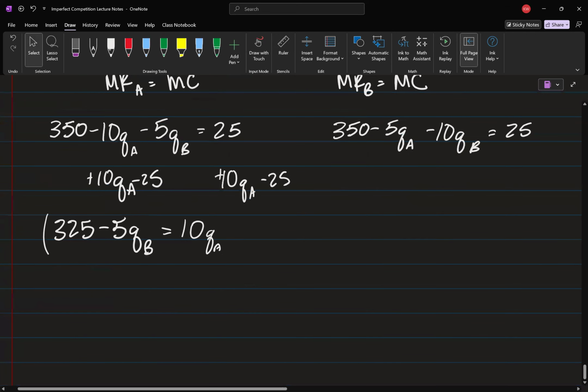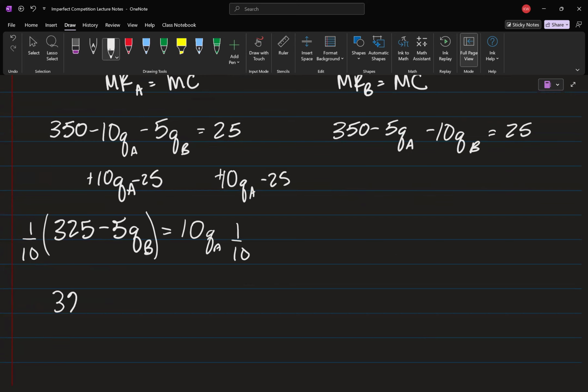From here, we're going to divide both sides by 10. That's going to give us 32.5 minus 1/2 times quantity produced by firm B. Let's actually make that a decimal so our equation is consistent. And that's going to equal the quantity produced by firm A. So this is firm A's reaction curve.